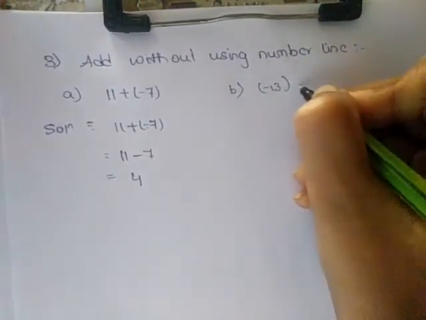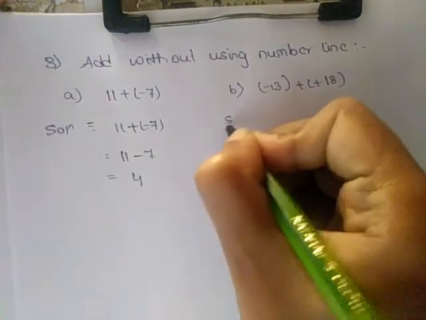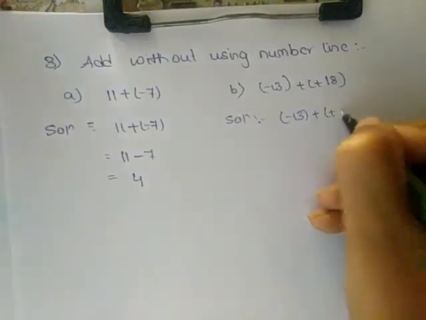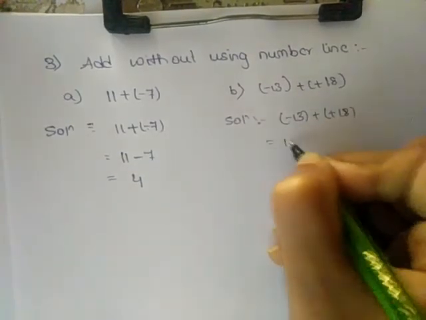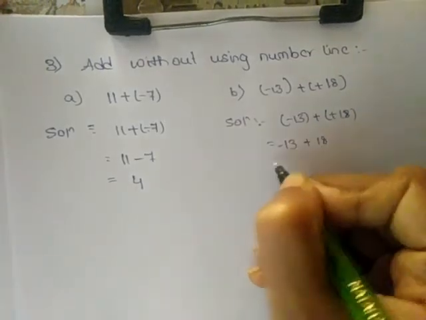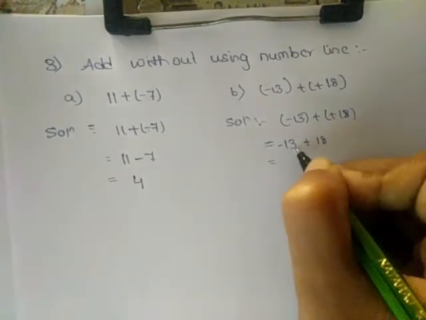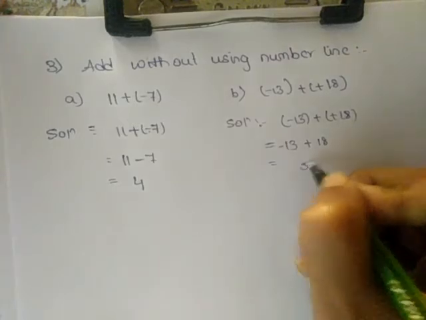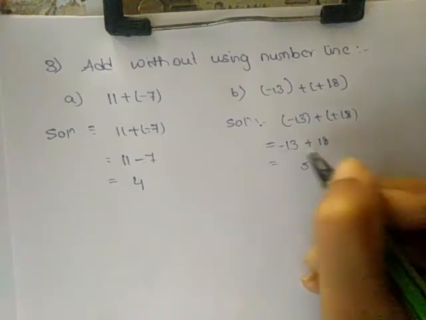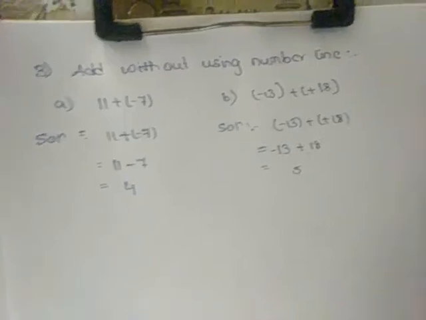Okay, then B1, minus 13 plus 18. We'll write minus 13 plus 18. Minus 13, we'll keep it as it is. Plus into plus, plus 18. So having different signs, we'll subtract them. 8 minus 3, it will be 5, and 1 minus 1, it is 0. So if we subtract 13 from 18, we will get 5. Bigger number sign, plus.